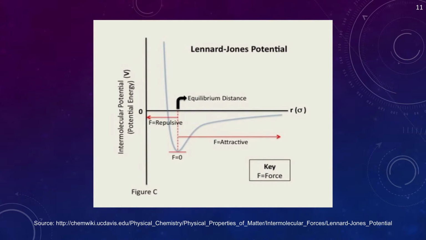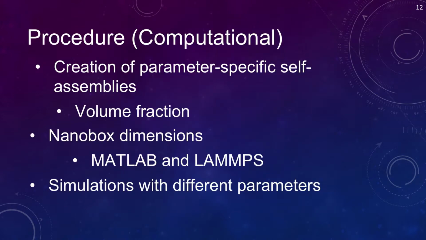And here's just a graph of the Lennard-Jones potential. On the x-axis is distance, and the y-axis is potential energy. Keeping in mind that negative potential energy is attractive, while positive is repulsive. As the distance comes closer together, there's more and more attractive force until it reaches an equilibrium point, and then there's repulsive force. And this is very important for the computer simulations that will be explained shortly.